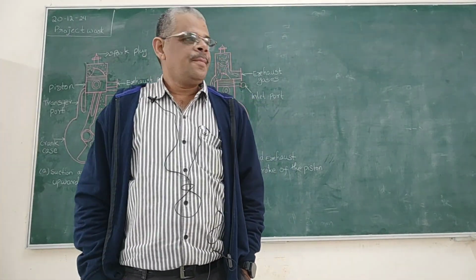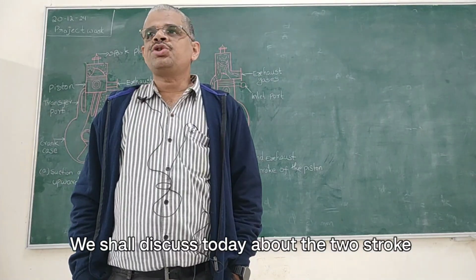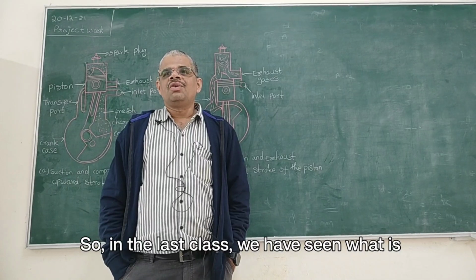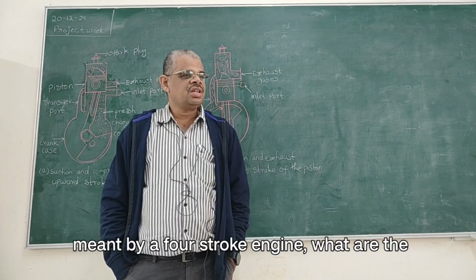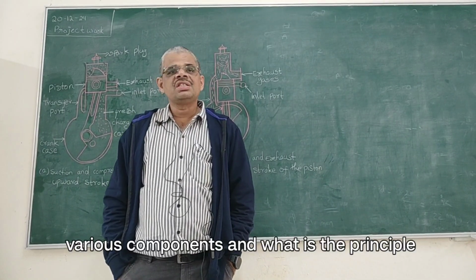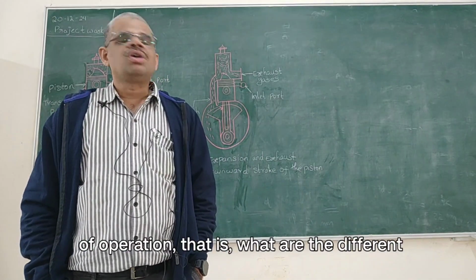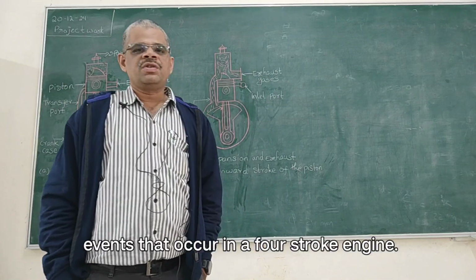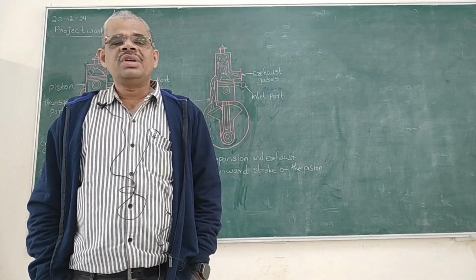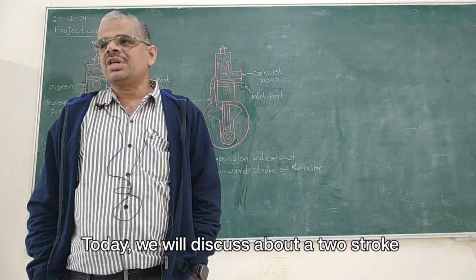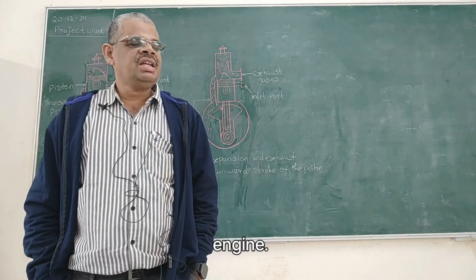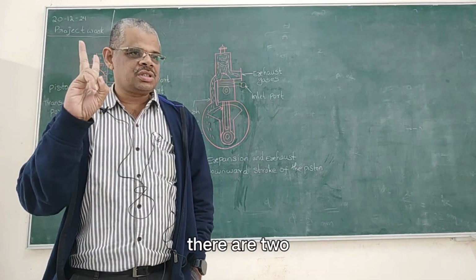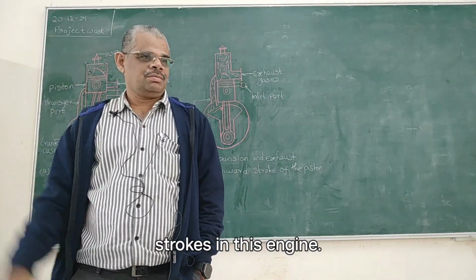We shall discuss today about the two-stroke engine. In the last class, we have seen what is meant by a four-stroke engine, what are the various components, and what is the principle of operation. That is, what are the different types of strokes or what are the different events that occur in a four-stroke engine. Today, we will discuss about a two-stroke engine. By the name itself, it indicates that there are two strokes in this engine.